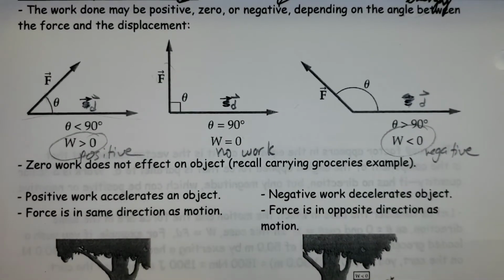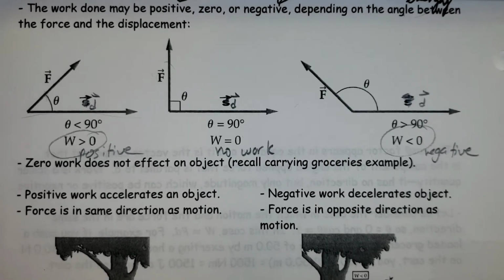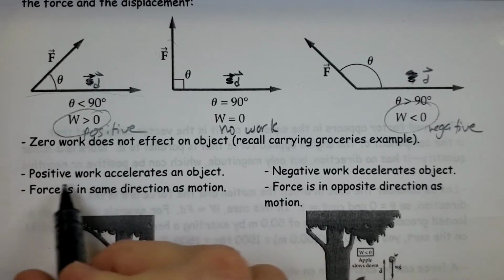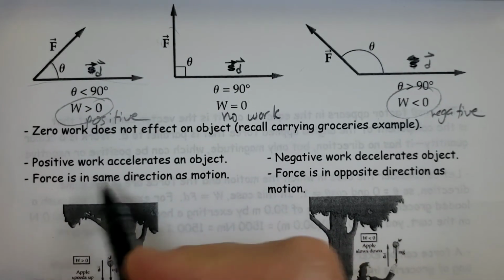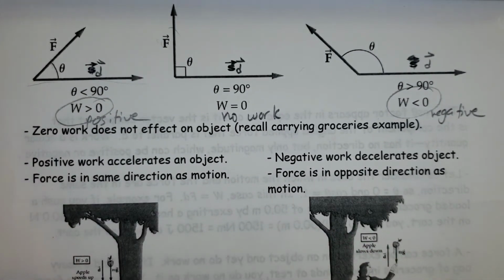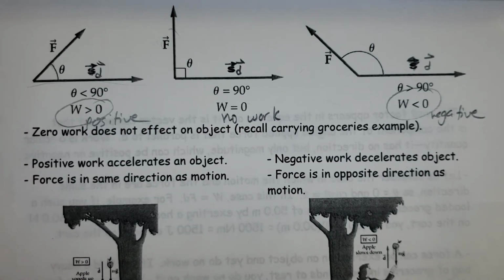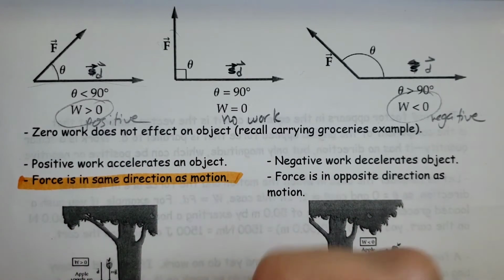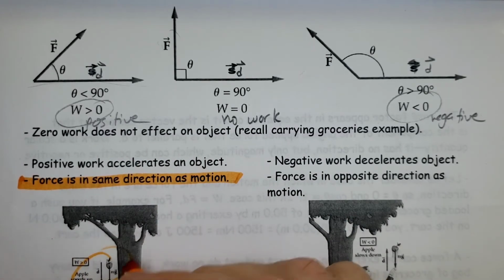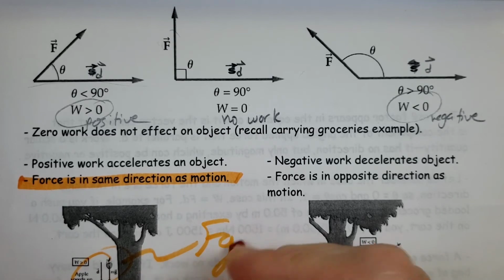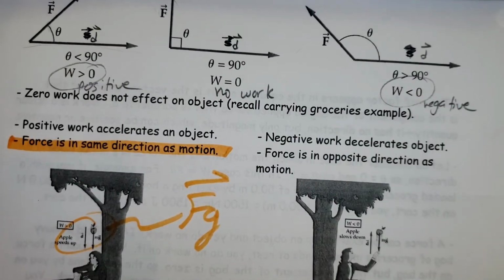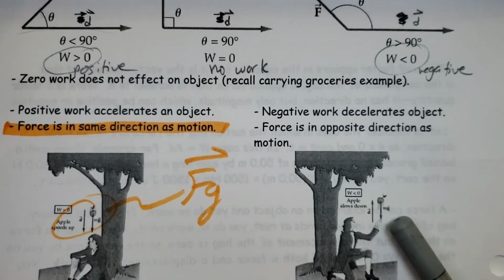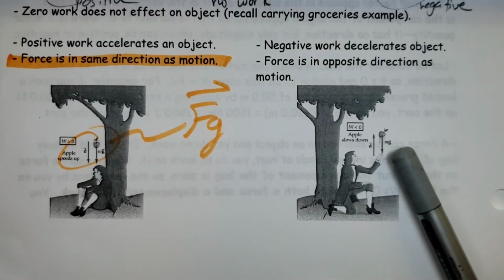Zero work does not affect an object. Positive work accelerates the object. It's going to give it some energy. The key thing is that the force or component of the force is in the same direction. So as you can see here, if the force is caused by Fg, then we will have F and D in the same direction with this example.